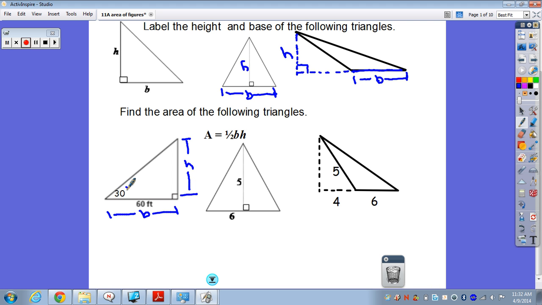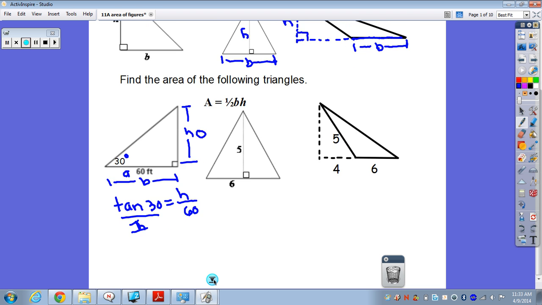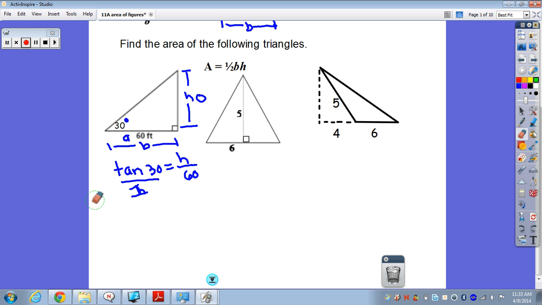So they gave me this angle is 30 degrees, and so we have this opposite side and adjacent, and remember O and A is tan. So I'm going to do tan of 30 is equal to opposite, which is h, over adjacent, which is 60. And then we can put this over 1, and then cross multiply. So if we cross multiply, we get 60 tan 30. And then you have to use your calculator to figure out what that was. And if we round to the nearest tenth, then the height is 34.6.